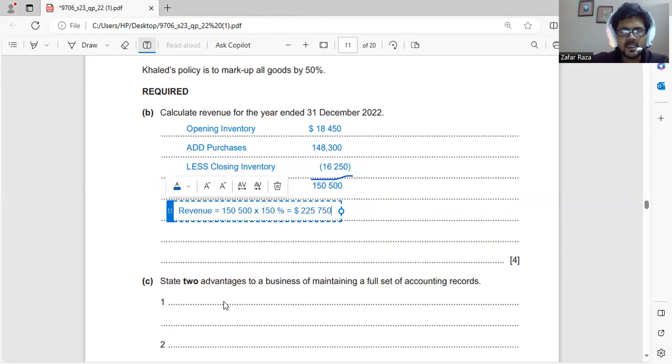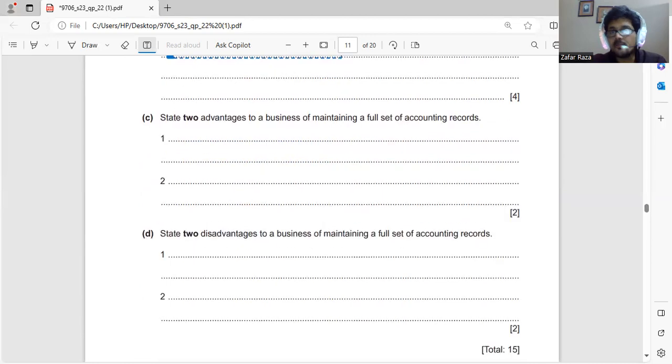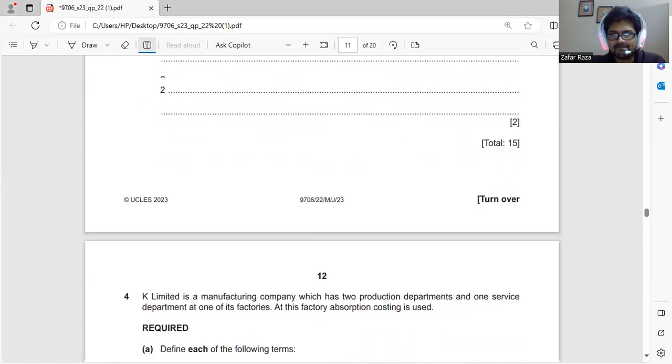Okay. What are the two advantages of maintaining a full set of accounting records? First and most important thing is accuracy. And the second advantage is that it helps in decision making. Complete and accurate. Disadvantages: time consuming and cost consuming.